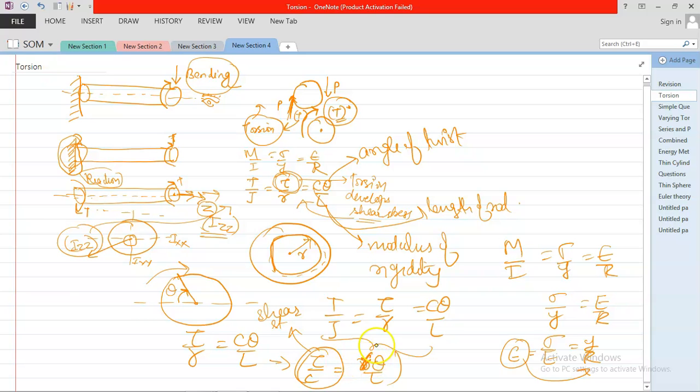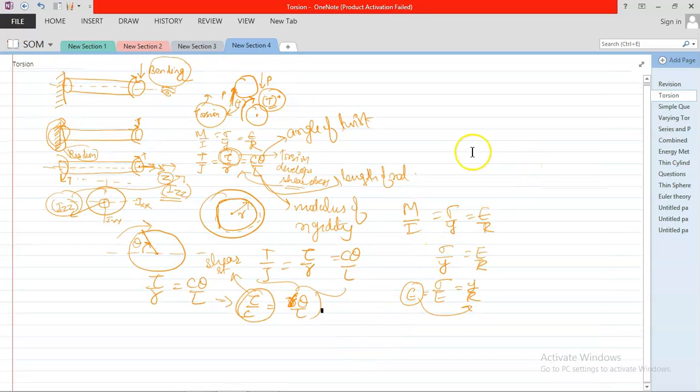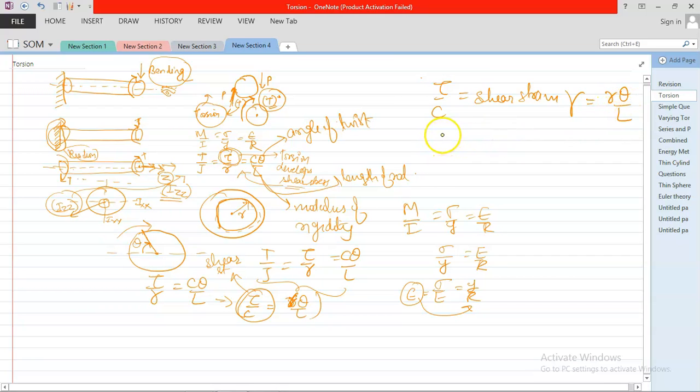I am comparing with you so that this will help you to learn from the bending stress. It will not create something new. So tau by C, that is the shear strain, we denote by gamma. Suppose gamma is equal to R theta by L. And in bending, this is your normal strain, that is equal to Y by R.